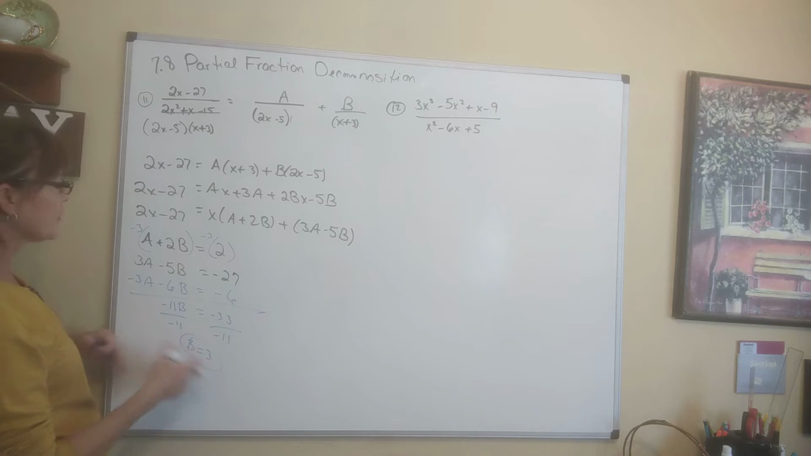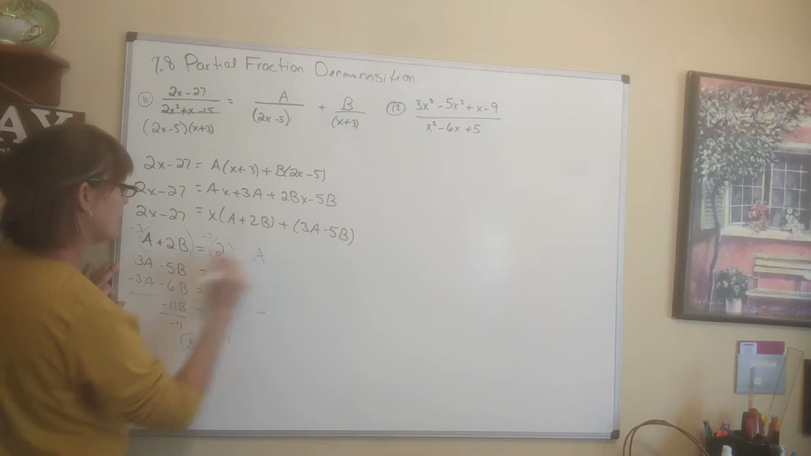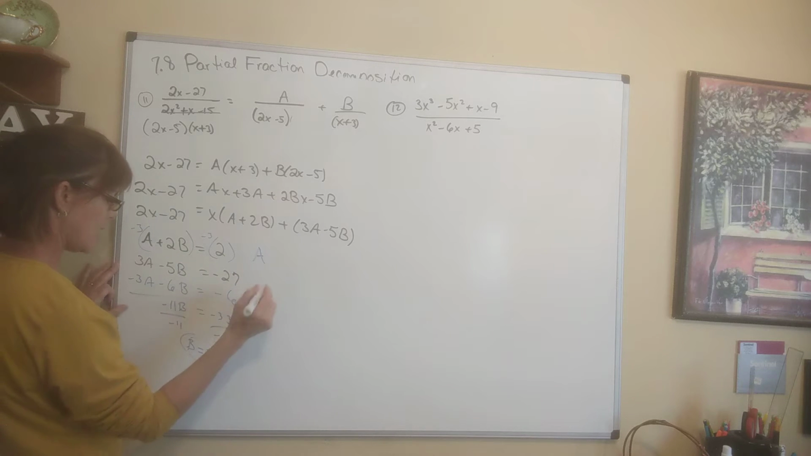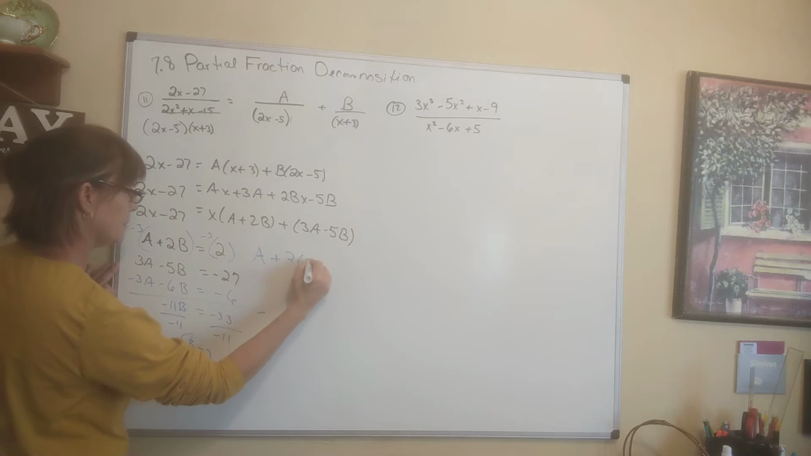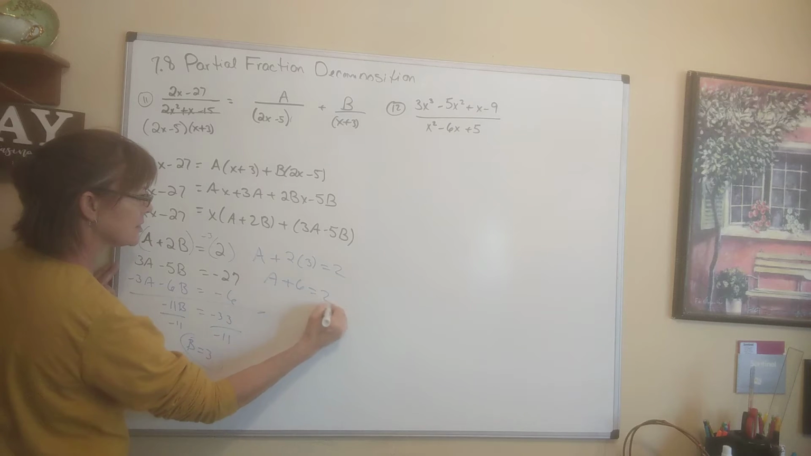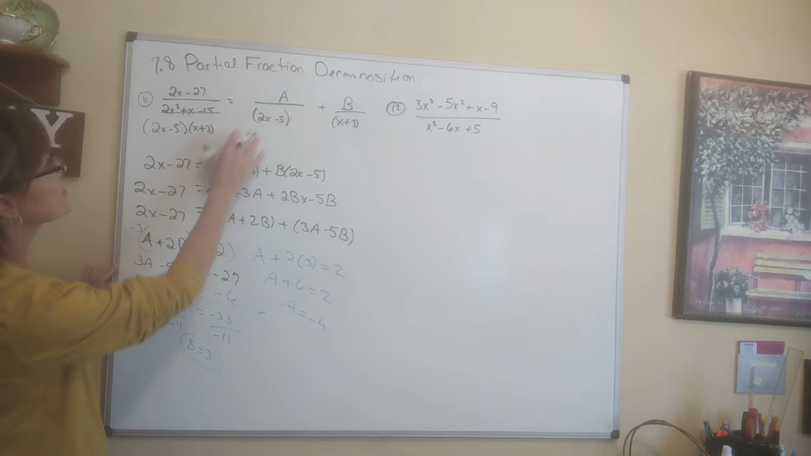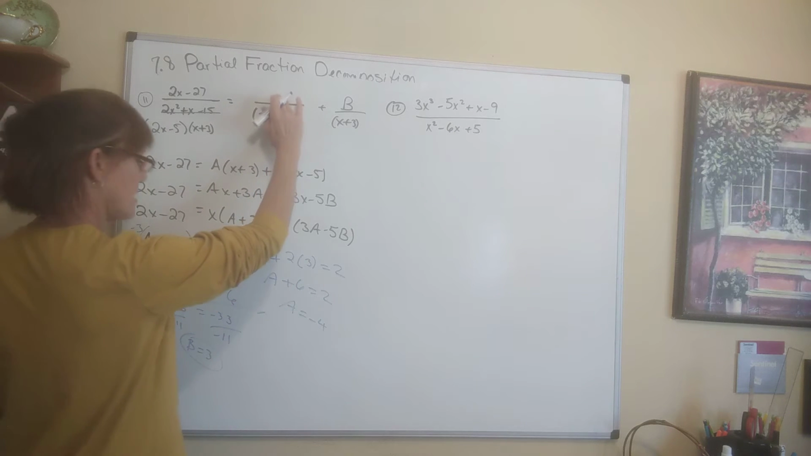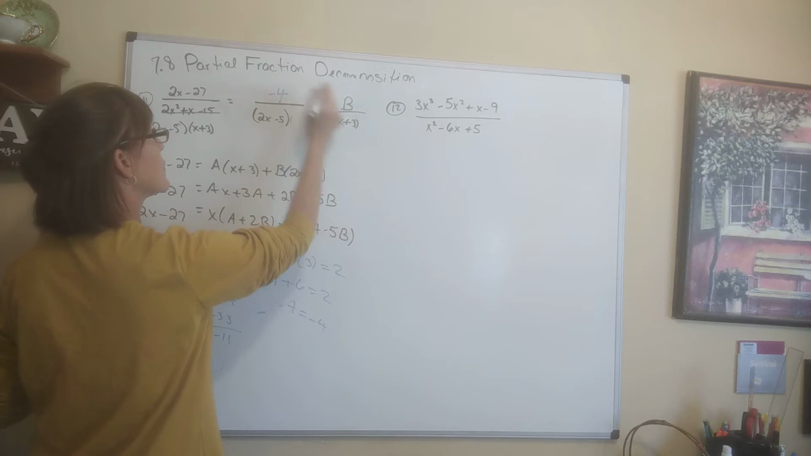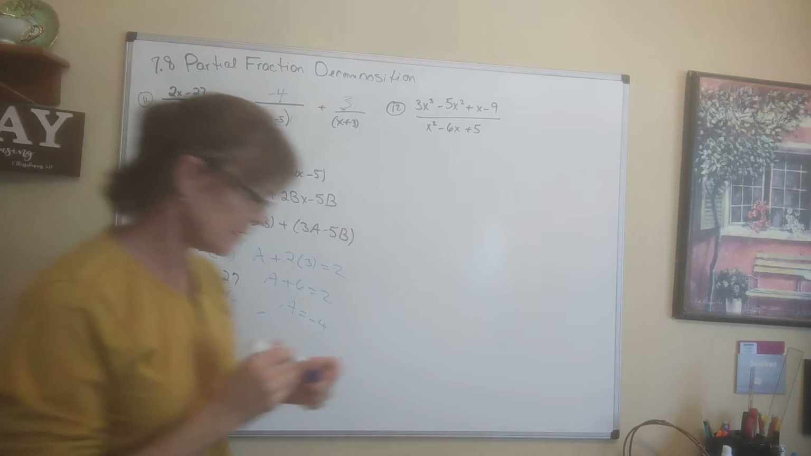Once I have a value for b, I can put it in any of these equations to solve for a. I'm going to use this one in black. A plus 2 times 3 is 2. A plus 6 is 2. Subtract 6 from both sides, a is negative 4. The final answer to this is going to be a is negative 4, b is 3. All right, that is number 11.